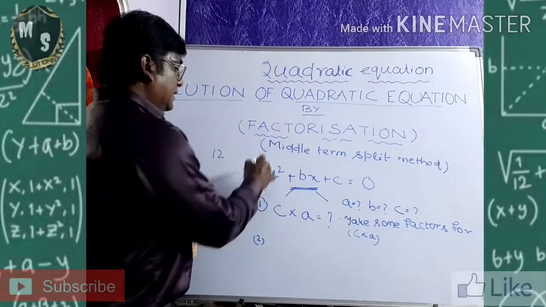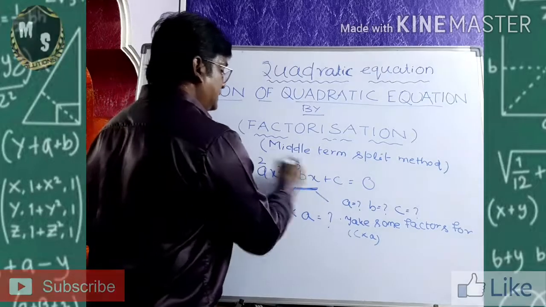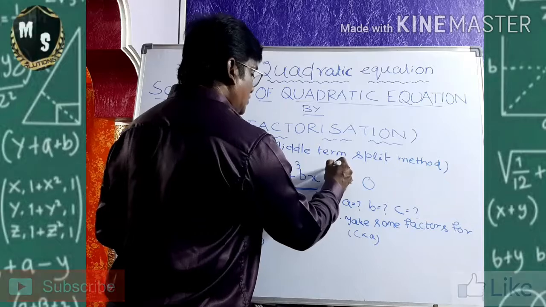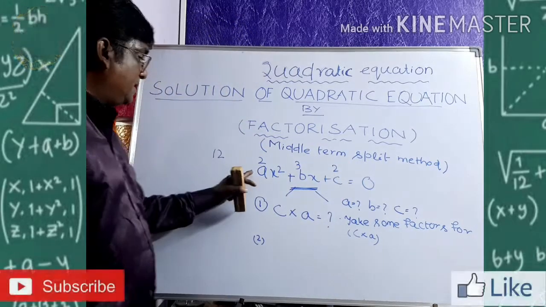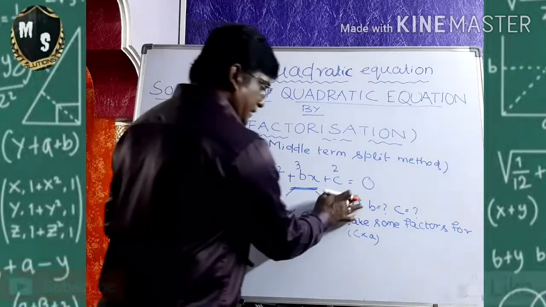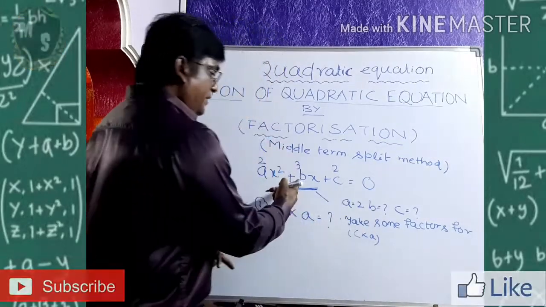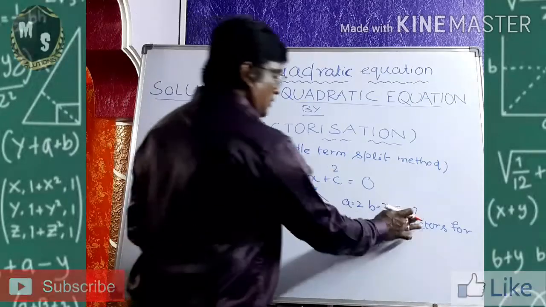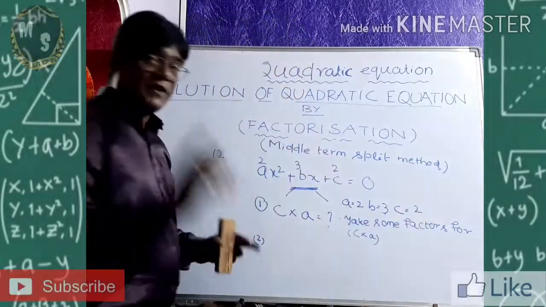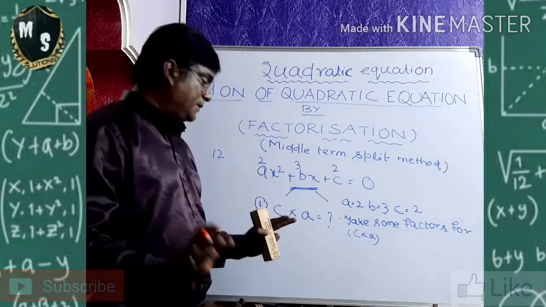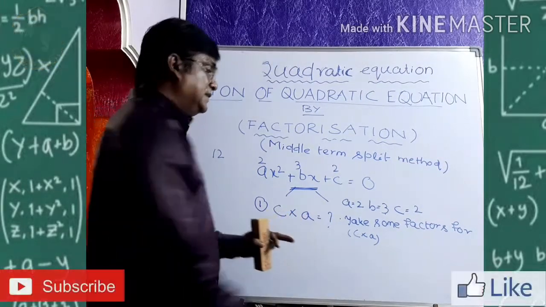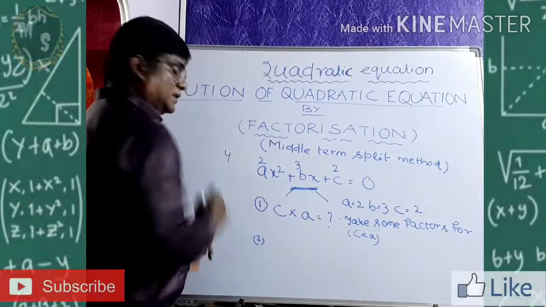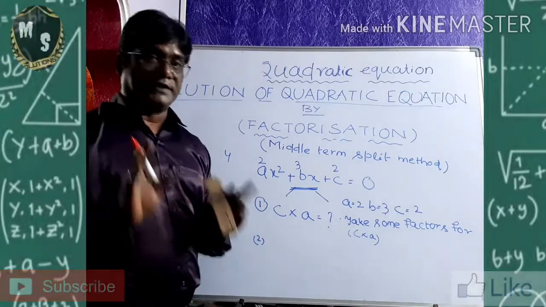And here it is 2x square plus 3x. Suppose here C is 2. So now what is my A? A is equal to 2. What is my B? Let it be 3. B is 3 now. What is my C? C is 2 now. Very good. Now what is my first step? I said my first step is C into A. What is my C into A? 2 twos is 4. Clear now? I hope it is clear to you.